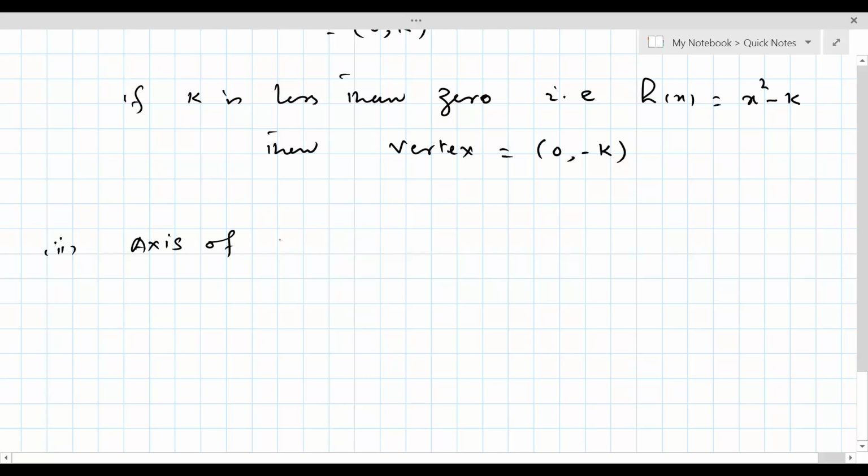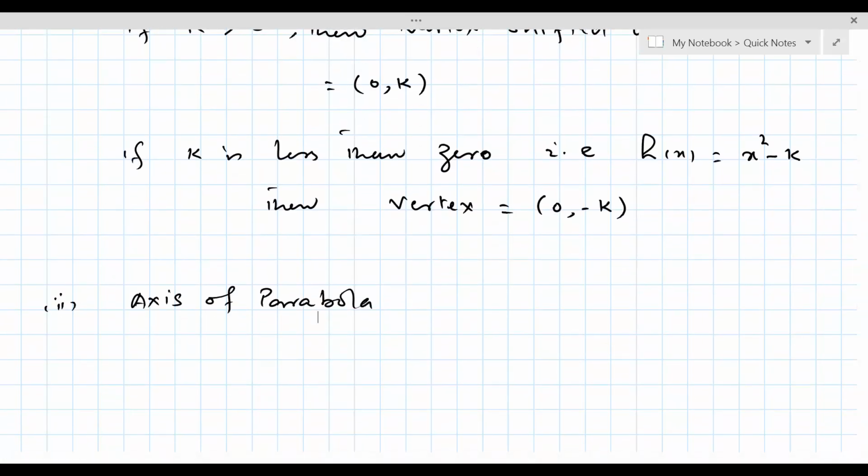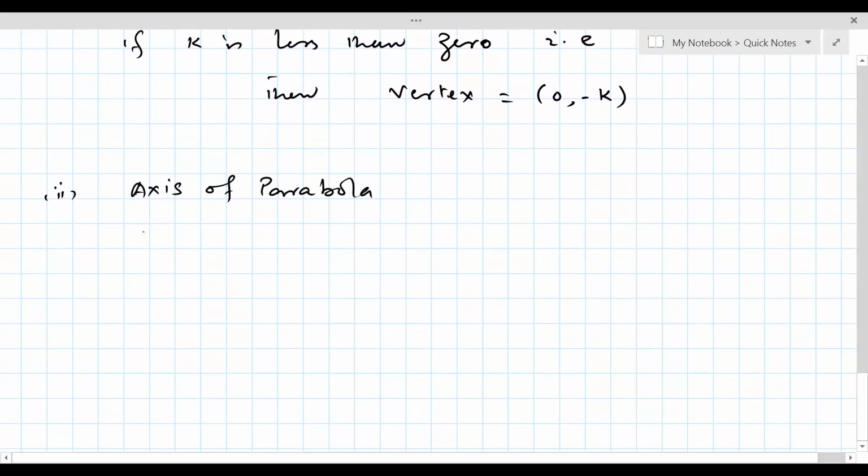axis of parabola or axis of symmetry, it's also called. That is simply the square term equal to 0. So what was the square term for f of x? That was x square. In g of x, that was the same term. So axis of parabola for f of x equal to x square, g of x equal to x square plus 1, and h of x equal to x square minus 2.